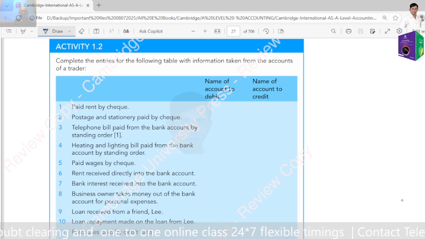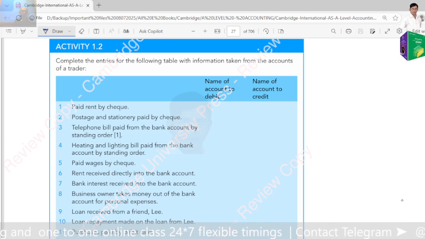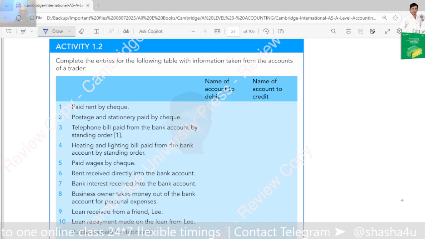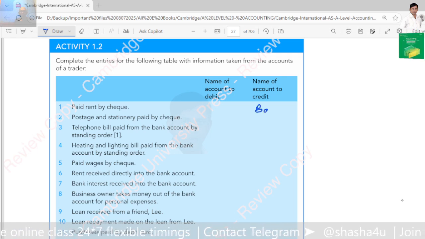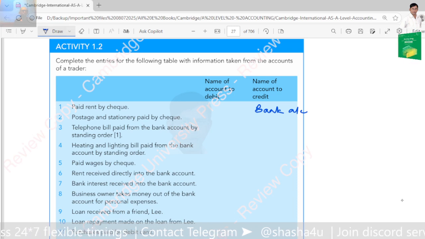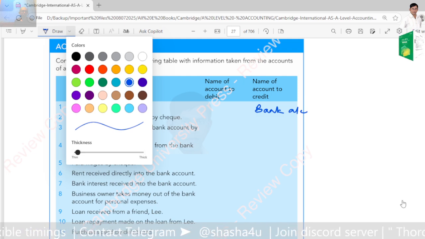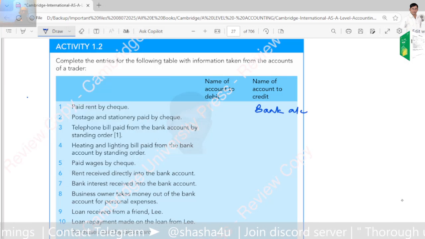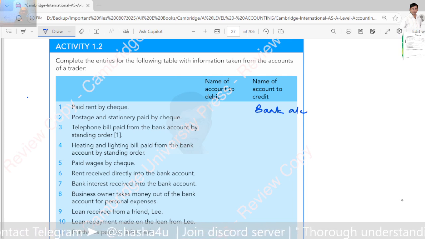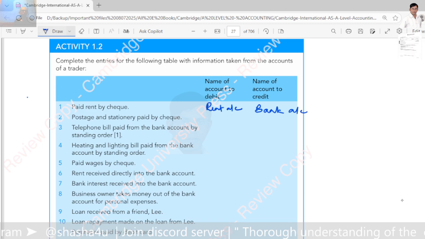Paid rent by check. So what is happening? Money is going out, and money going out means credit what goes out. So credit what is given away. It is the bank, so money is given. We have to write here bank account. Paid rent: rent is an expense. Debit all expenses and losses. Rent account will be debited.